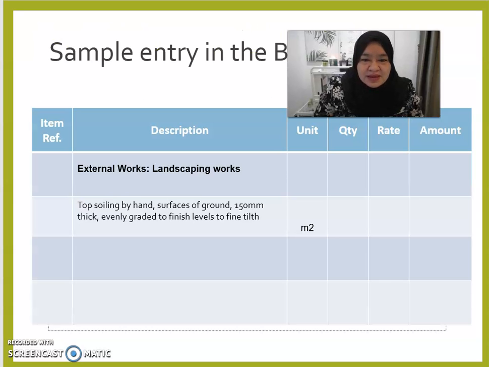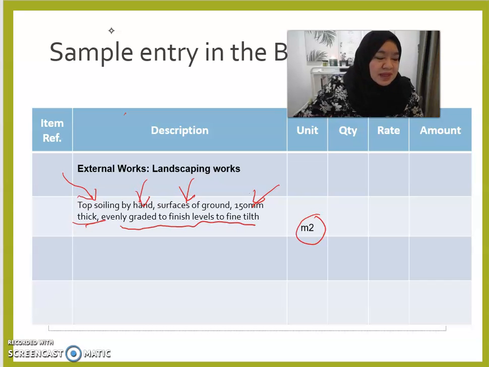Okay, for example, here we have the description for the topsoiling. So you have to mention whether you are using by hand or machineries. It should be mentioned in your description. Surface of ground, and what will be the thickness of your topsoil, and the work needs to be done on site, which is evenly graded to finish levels to falls. So the unit is in meter square. You can refer to section W.15.2.